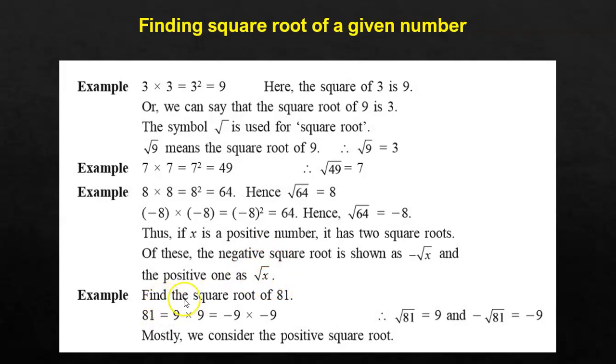So, if we are asked to find the square root of 81, it can be 9 into 9 and it can also be minus 9 into minus 9. So we can write square root of 81 is 9 or the negative square root of 81 is negative 9. So we have two square roots, the positive one as well as the negative one.